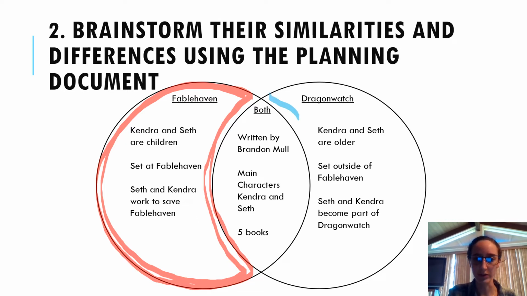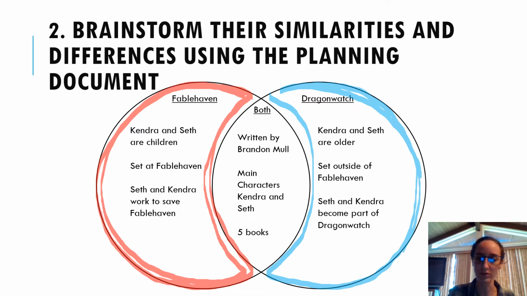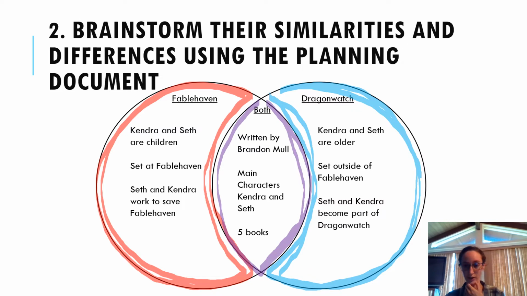In blue over here, this wedge on the opposite side, we're going to be talking about all the things that only Dragon Watch has. So this is how they're different. This is where the contrast part of it is. And in the center, this middle wedge, I'm going to put that in purple because these are the things that they have in common. So these things in that middle wedge apply to both Fablehaven and Dragon Watch. And we put that in purple because when you put blue and you put red together, you get purple.